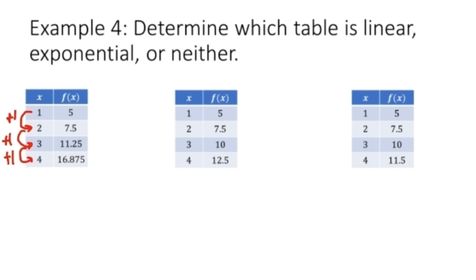Well, what would I have to add to 5 to get 7.5? Well, if we subtract the two, 7.5 minus 5, we get 2.5. I would have to add 2.5 to 5 to get 7.5. In order for this table to be linear, I should be able to add 2.5 again in order to get the next entry in my table.